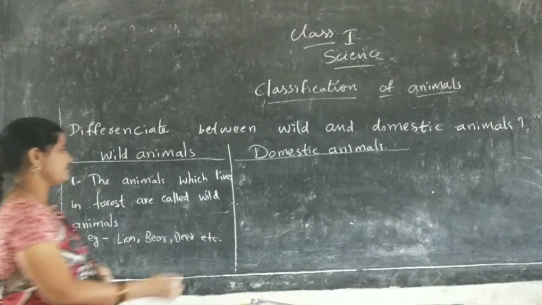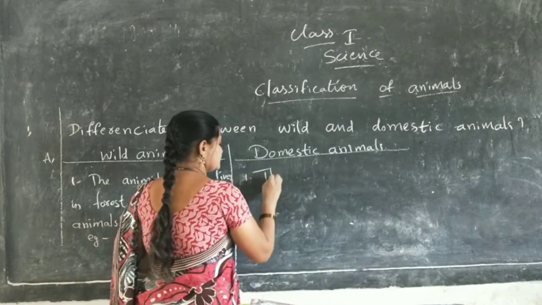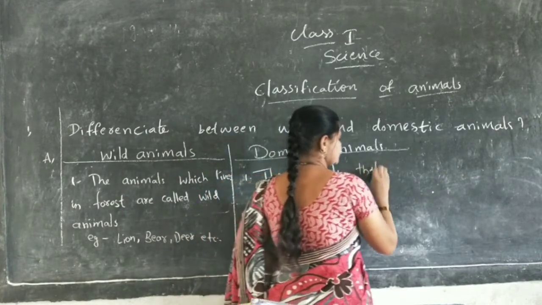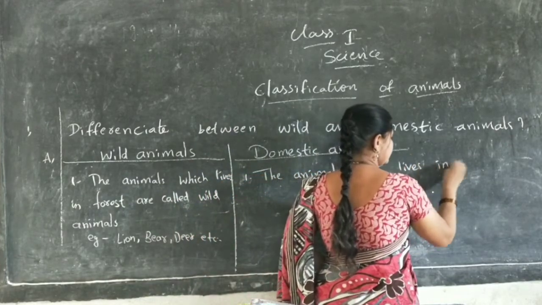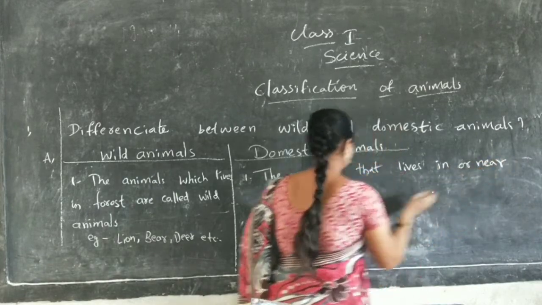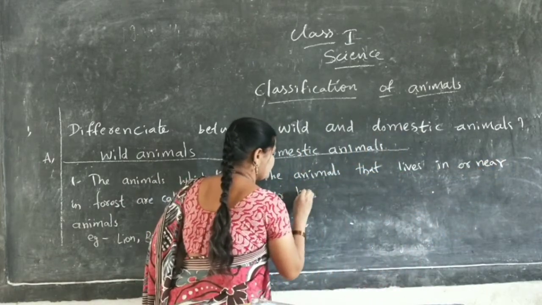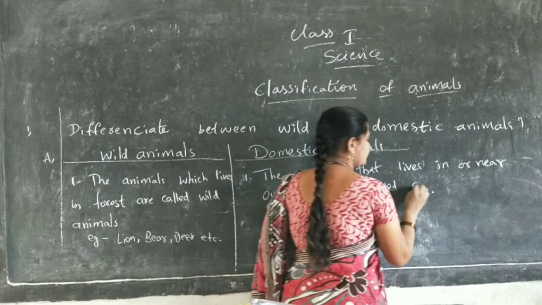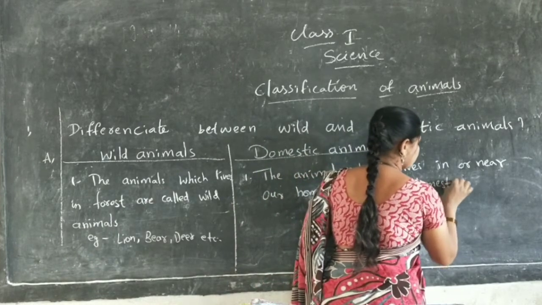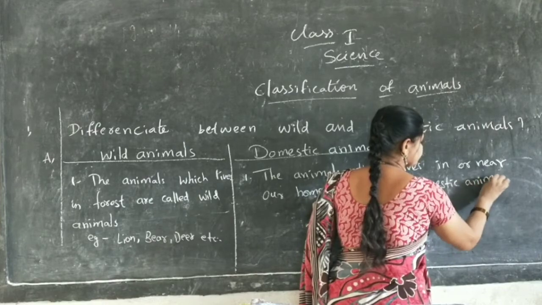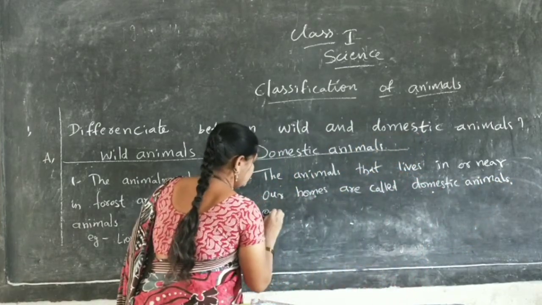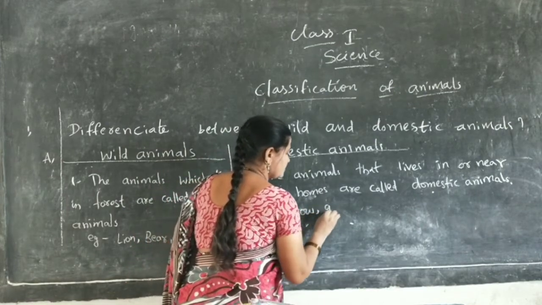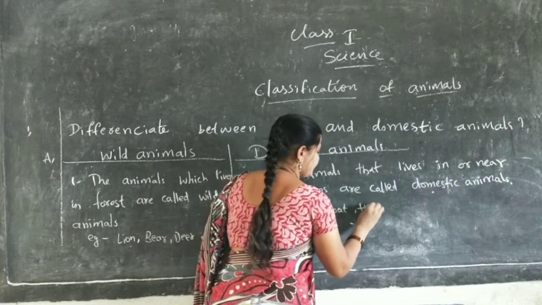Okay, next here first point, the animals that live in or near our home are called domestic animals. Example, cow, goat, hen, etc.